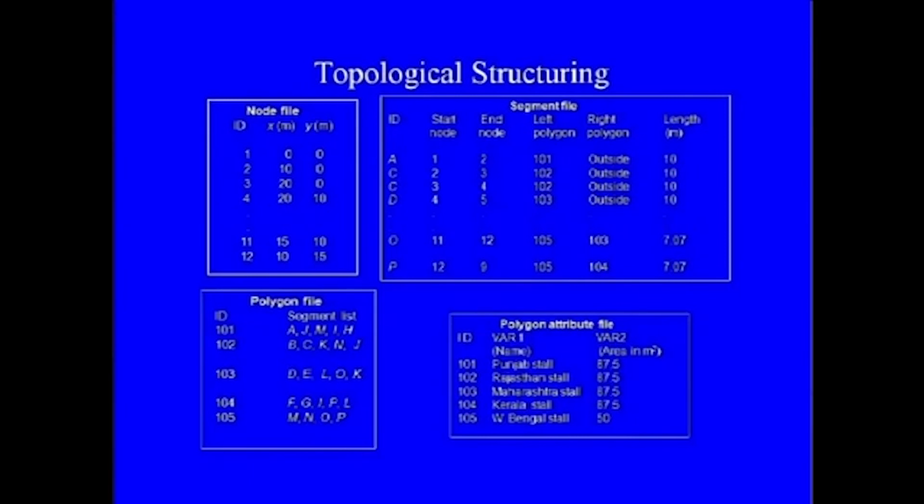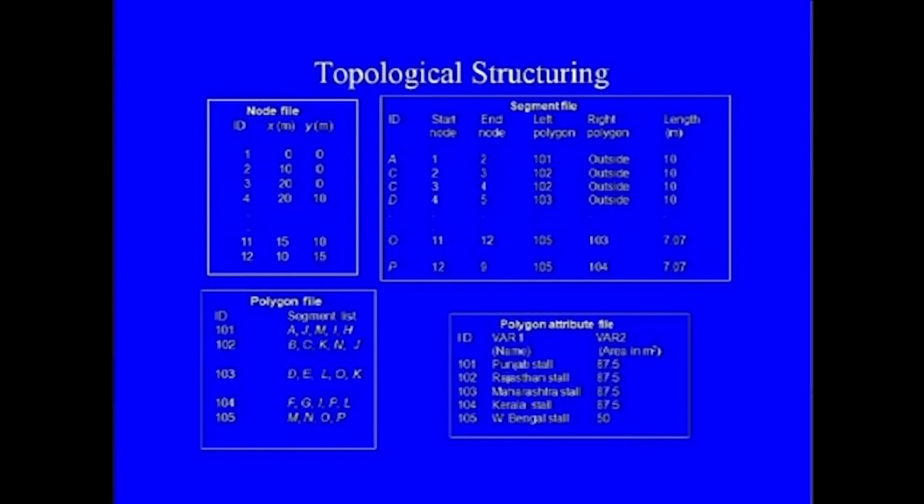Similarly, we can go and identify the side C, for which the start and the end nodes are designated as 2 and 3 respectively. On the left hand side it has the polygon 102, and on the right hand side this is outside the feature space, again the length is 10 meters. So, in this manner the file segment will provide the information for each of the lines, thereby its start and end nodes would be identified, and its topology on the left and right will also be indicated along with the length.